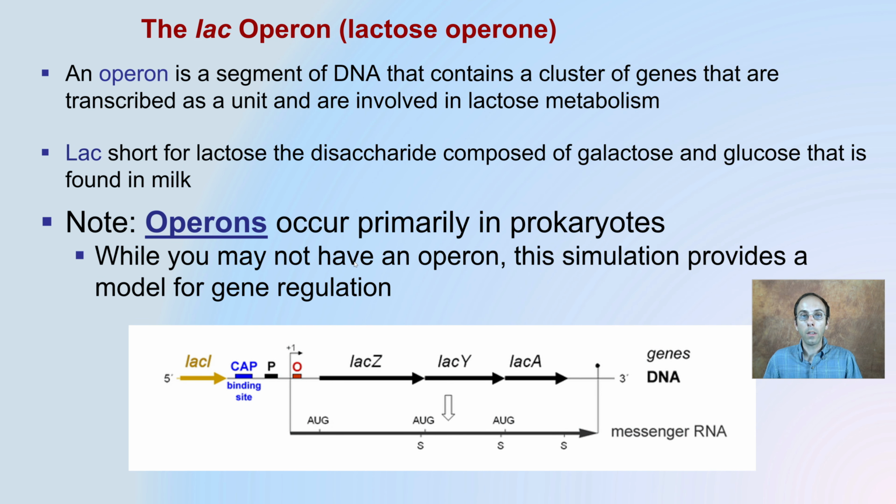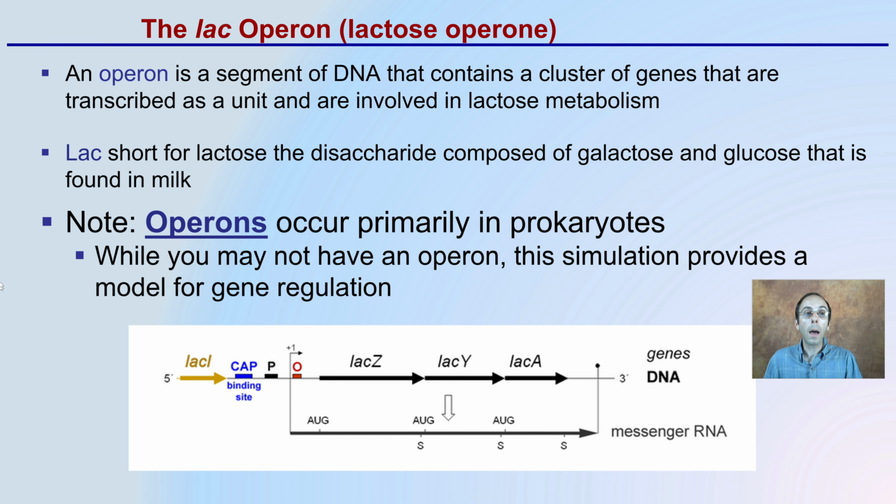So the Lac Operon, the lactose operon to be the full term here. An operon is a segment of DNA that contains a cluster of genes that are transcribed as a unit and are involved in lactose metabolism. Lac is short for lactose, the disaccharide composed of galactose and glucose that is found in milk and other products. But as I stressed before, note that operons occur primarily in prokaryotes. Keep in mind you are a eukaryotic organism. While operons do occur mostly in prokaryotes, this is a simulation that does provide a good model for gene expression. So take it for what it's worth in that regard.